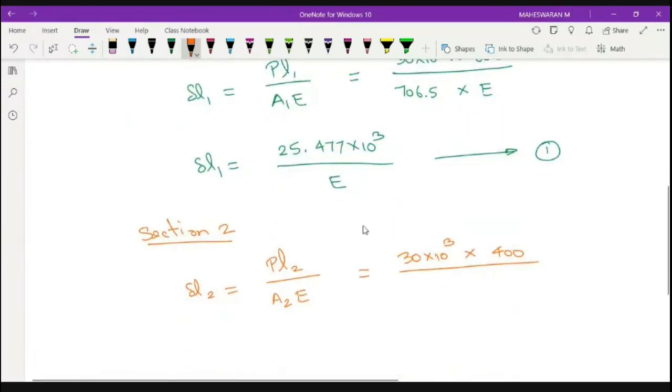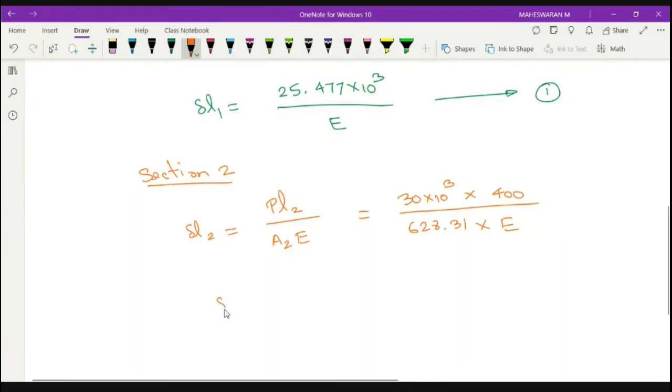A2 we already identified, which is 628.31. So it is 628.31 into E is my value. So let's identify what is your del L2: 19.09 into 10 power 3 divided by E. Okay, very good. So this is my equation 2.